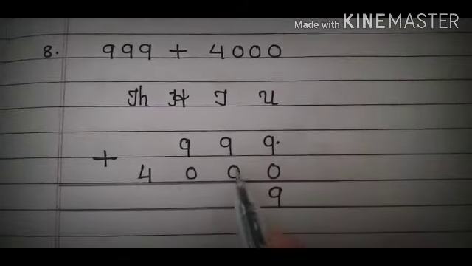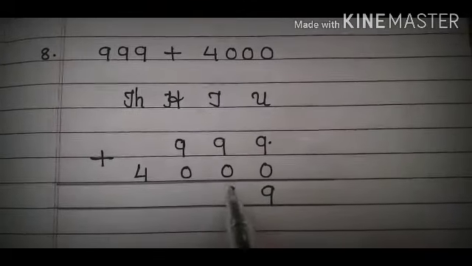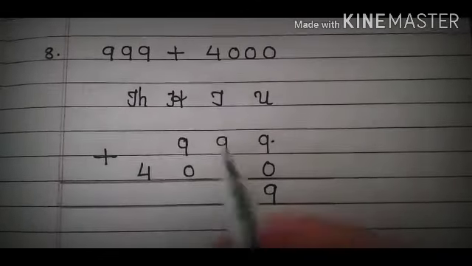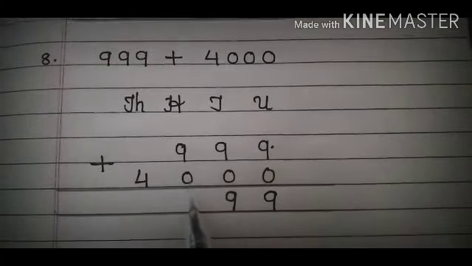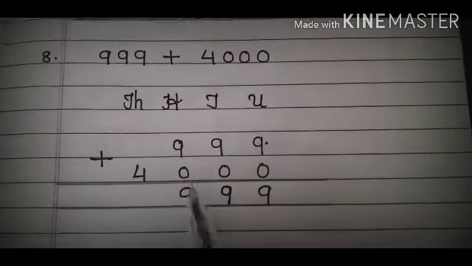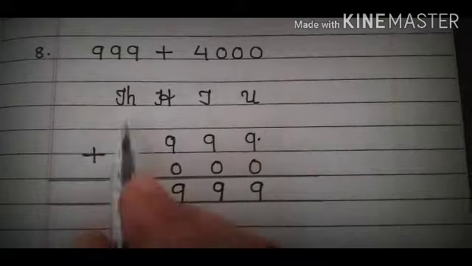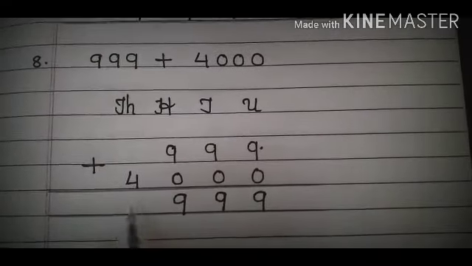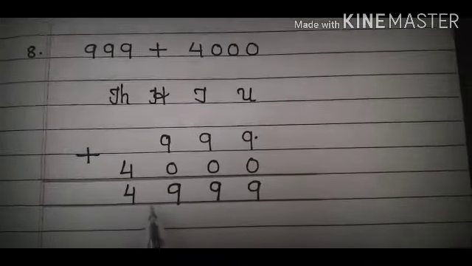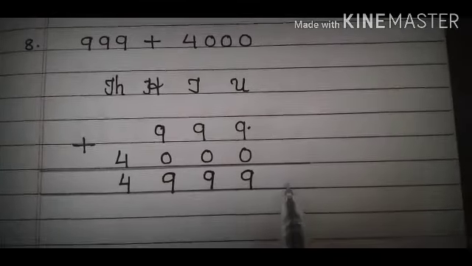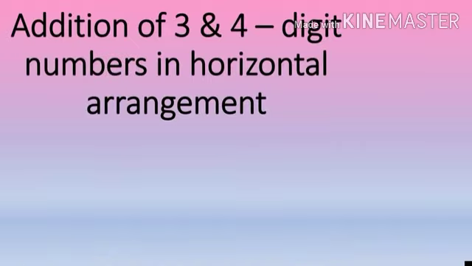In tens place also 9 plus 0 is there. So we'll write 9 in tens place. In hundreds place also 9 plus 0. So the answer is 9. So write down 9 in hundreds place. And in thousands place only 4 is there. So write down 4 in thousands place. So our answer is 4999.